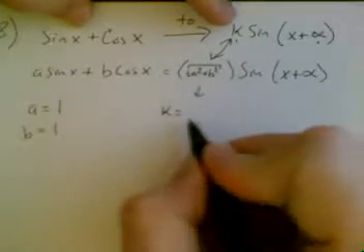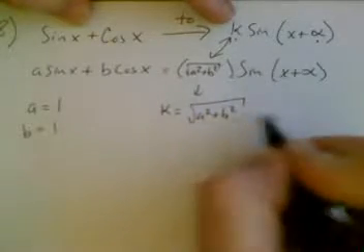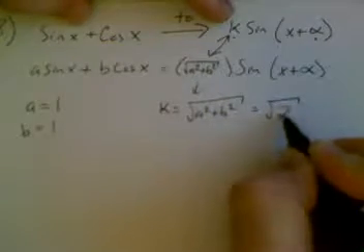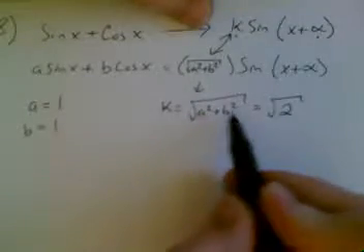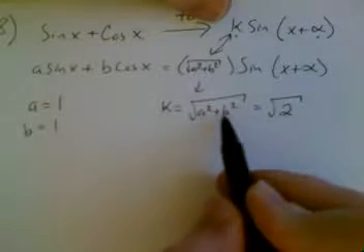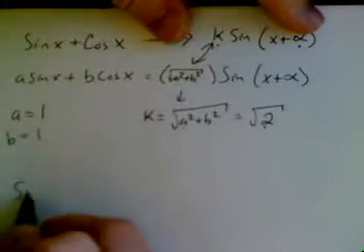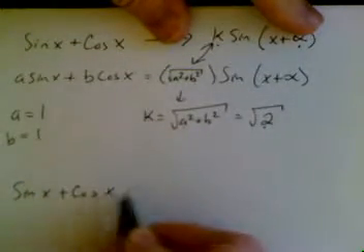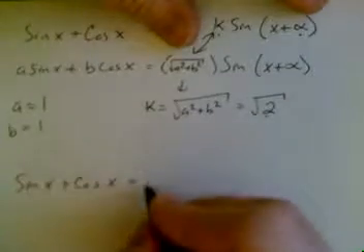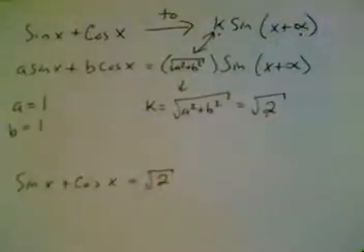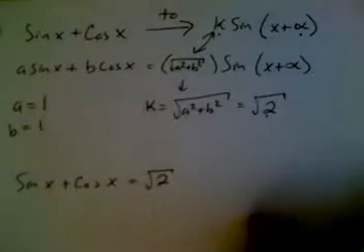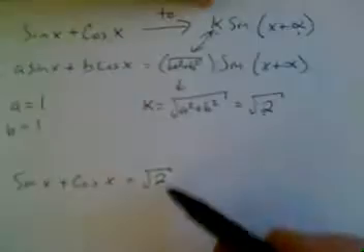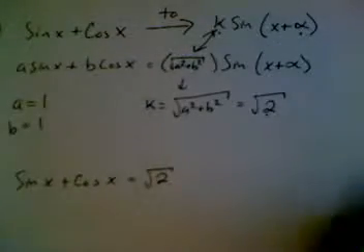My k value is equal to the square root of a squared plus b squared. Therefore, that's equal to the square root of 2. Again, plugging those values in, I have a squared, 1 squared, plus b squared, 1 squared. 1 plus 1 is 2. So right off the bat, I can tell you that the sine of x plus the cosine of x will never go past radical 2 or past negative radical 2. Again, this is the amplitude. That's going to be the new amplitude of this new sine function.